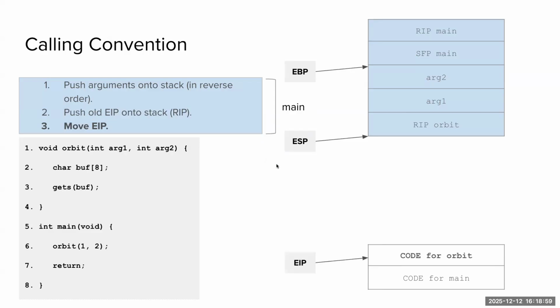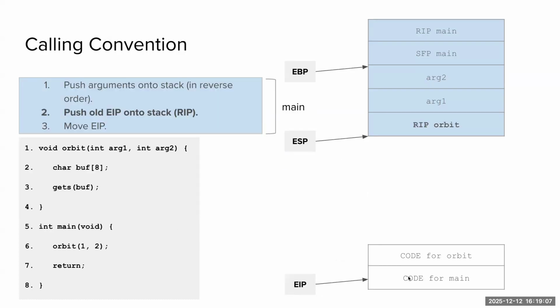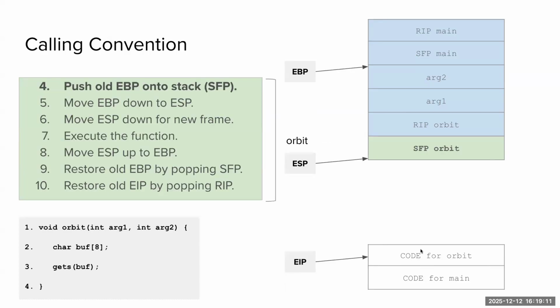Okay, so after it changes the EIP, now we're officially executing orbit, the function orbit. So we can see here, the EIP goes from the code section of main to the code section of orbit. So now orbit needs to do a couple more things to get the function running. The first thing is it needs to save the old EBP. The EBP was the base pointer for main. It's pointing at the SFP of main.